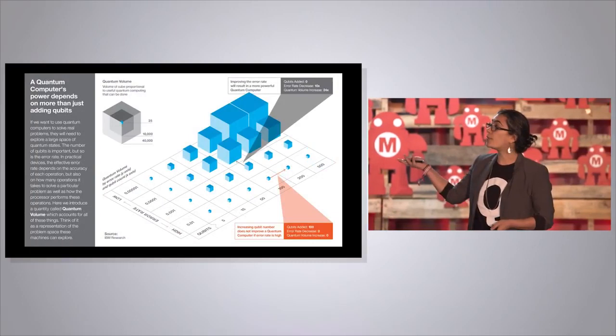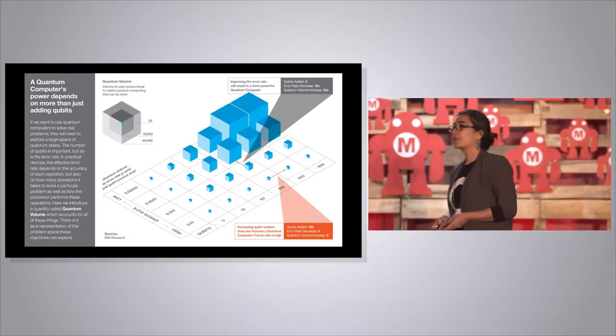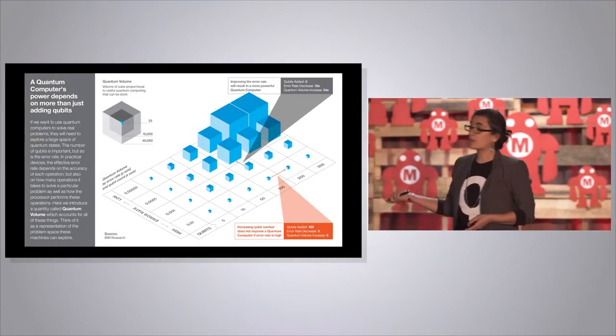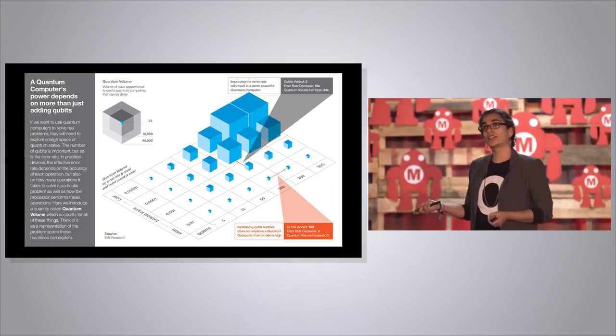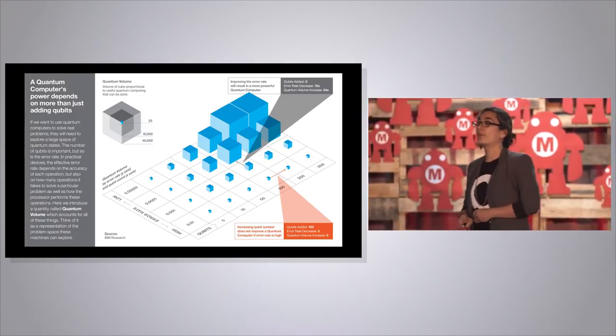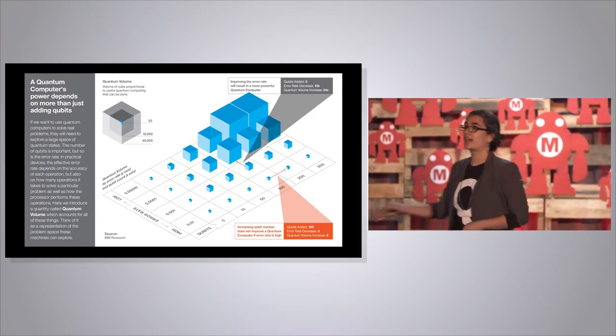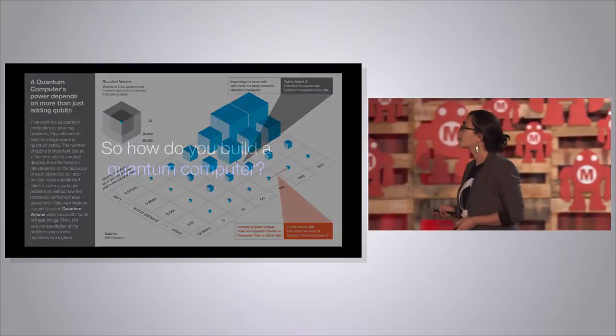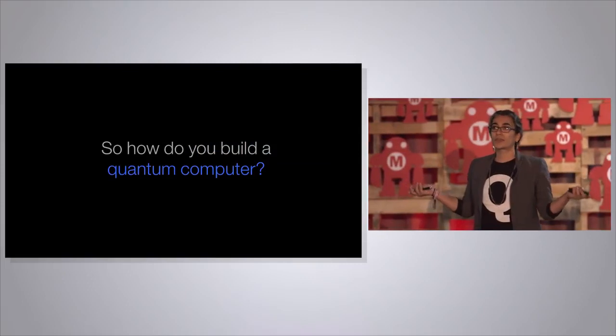So we're promoting a new metric called quantum volume, where we're saying, okay, if you increase the number of qubits, you can get to higher computational power, but not if you have really high error rates. So we have to move towards both lower error rates and higher qubit count, okay? So how do you actually build a quantum computer, right?